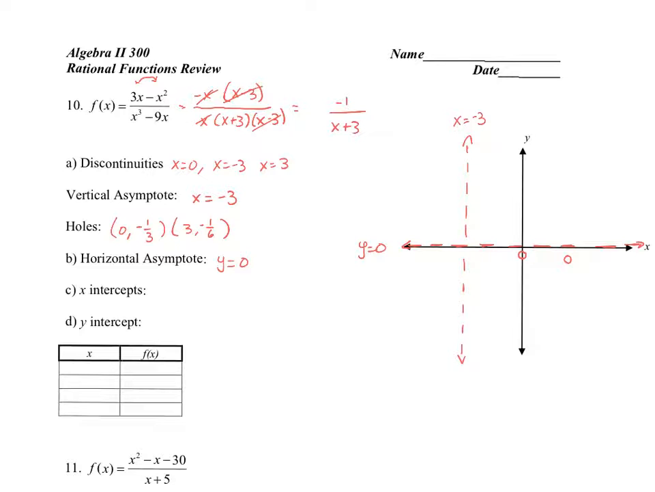Okay, let's move on to our x-intercepts. If I set the simplified function equal to 0, negative 1 equals 0 doesn't make sense, so therefore there's no x-intercepts.